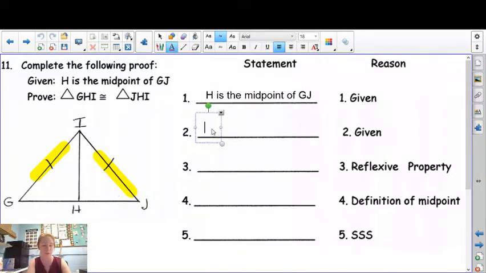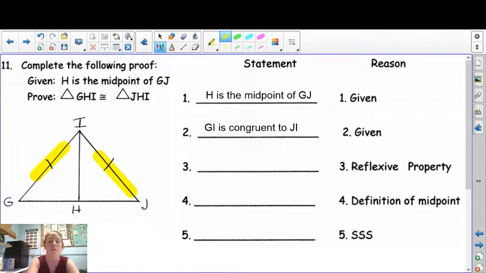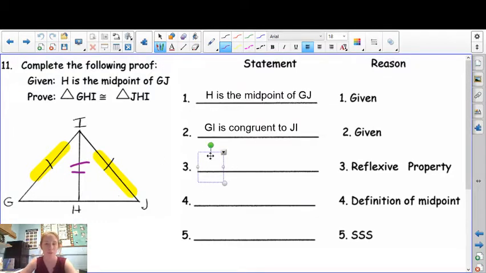GI is congruent to, well, I went bottom to top, so I have to go bottom to top again. That was difficult. Number 3 says reflexive property. Look, okay, well, if I go back to my pen and I get my purple, because purple's given, I can go woohoo, because he's the same line. So HI is congruent to HI.